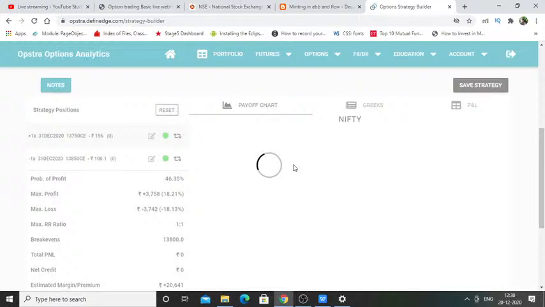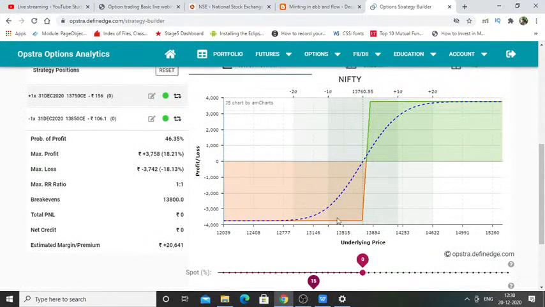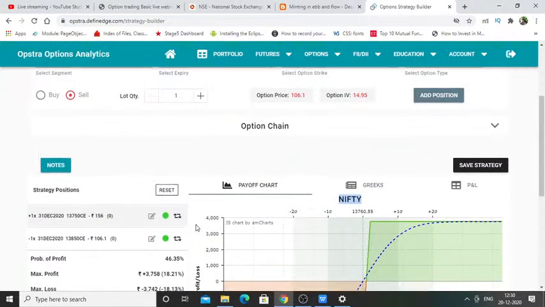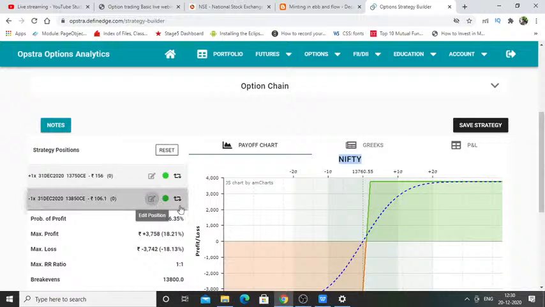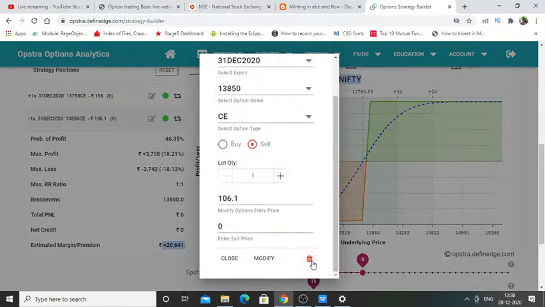In this case, here you can see this is the payoff graph. If the market moves upside, you will get the maximum profit of 3750. If the market moves down, wherever the market goes, you will get a loss of 3750 rupees. Your break even is 13800, which means if the stock starts moving above 13800, you will be in profit, and the margin required for this will be only 20,000. You can start doing multiple strategies here, and you can do paper trades as well.